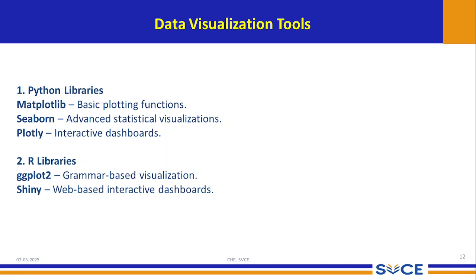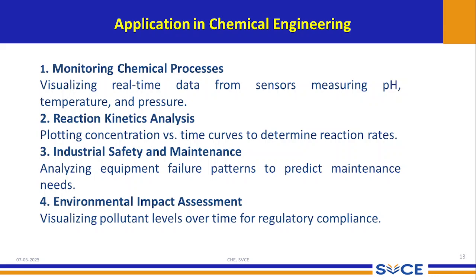So engineers can use Seaborn to visualize the effect of catalyst loading on conversion rate in a batch reactor. So that is one of the examples, Seaborn, to visualize the effect of catalyst loading on conversion rate in a batch reactor. So data visualization is very important. And applications in chemical engineering. So what are the applications?